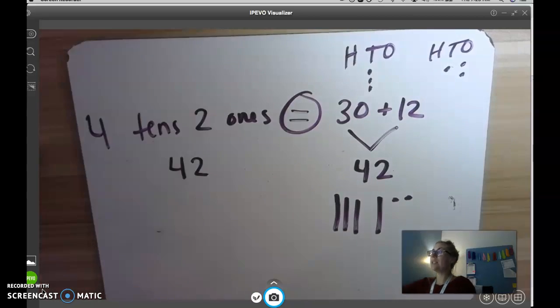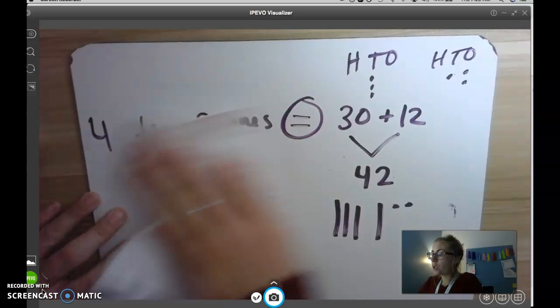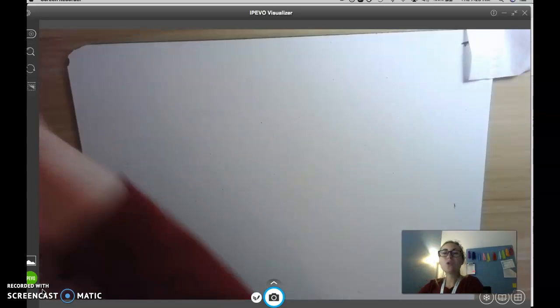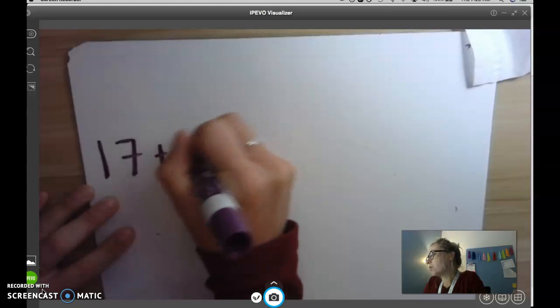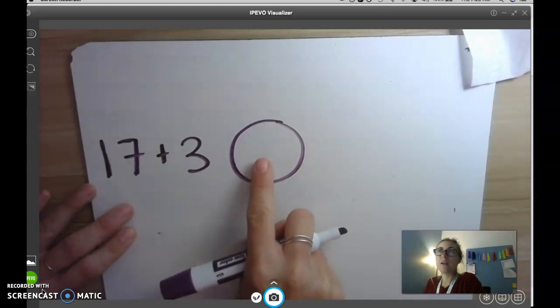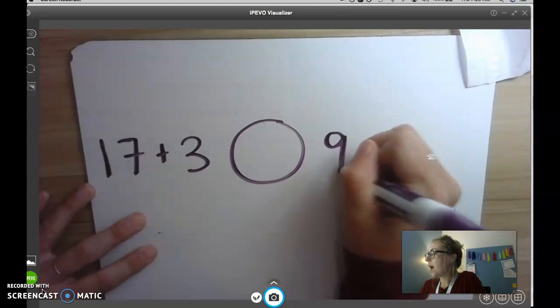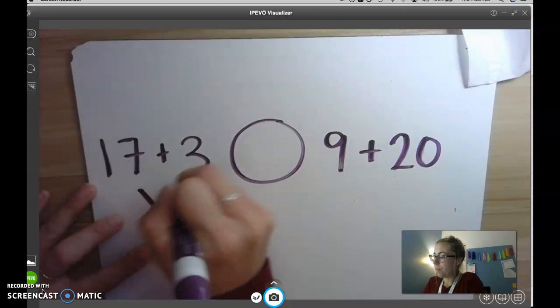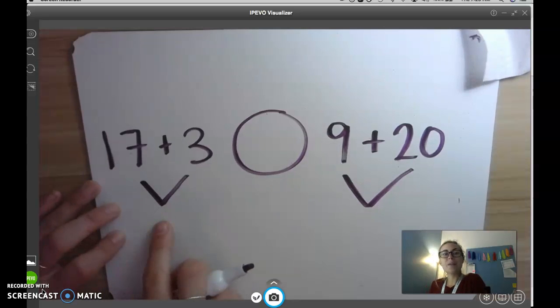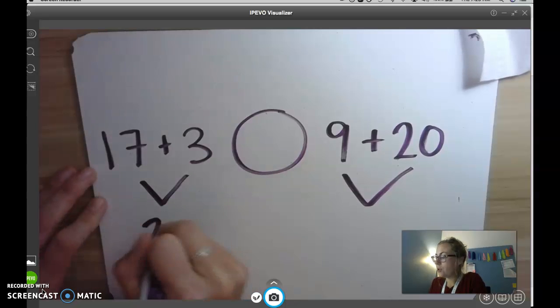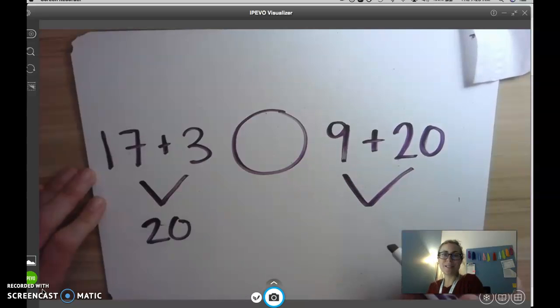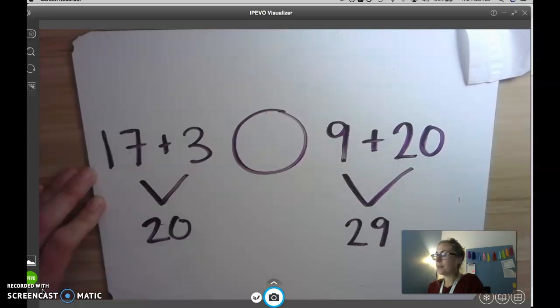Let's do another one, and this time I'm going to pause the video for you to solve each side of our equation. You should always have a whiteboard and marker when you're doing these types of equations. So if I have 17 plus 3 equal to, less than, or greater than 9 plus 20. What is 17 plus 3? That's right, you should have said 20. What about 9 plus 20? Good, you should have said 29. Now I know that 20 is less than 29.